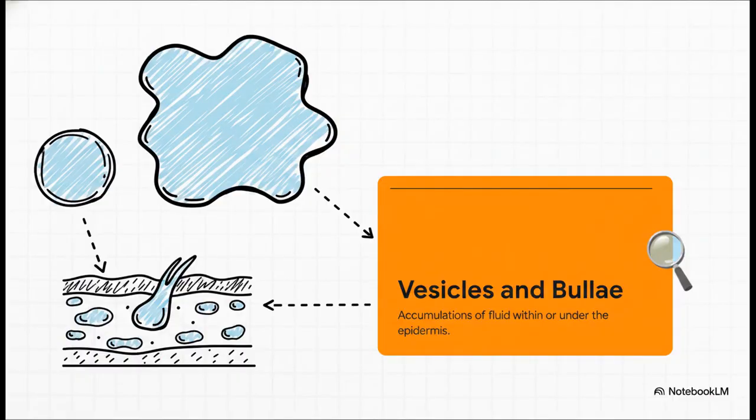So, a foundational requirement here is defining vesicles and bullae strictly as fluid accumulations that are restricted to specific anatomical depths. A vesicle, it's just a small, fluid-filled sac. A bulla is simply a larger accumulation. But remember, it's the anatomical depth, not the size, that really dictates the pathology we're dealing with.